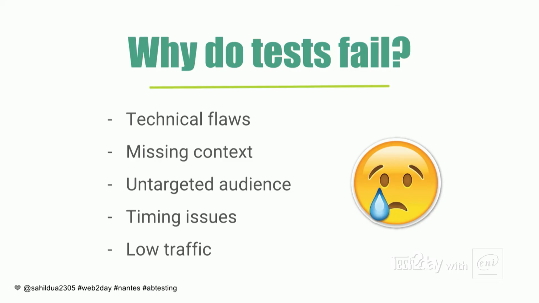So to summarize, why do tests fail? Technical flaws. You may have a not exactly ideal implementation of whatever you're doing. You may be missing the context. You may be measuring the effect of the A/B test on an untargeted audience, or you may have timing issues like seasonality and time zones, or you may not be doing localization perfectly. You may have low traffic. And this is the really important one. Low traffic is going to put you in a situation where you have run the A/B test, but you're not sure whether it's significant enough or not.